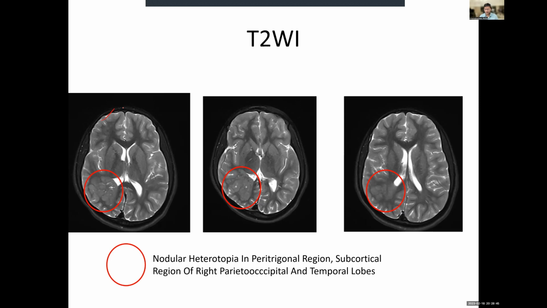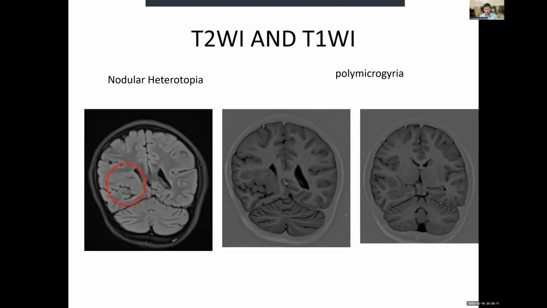So it looks like a mass-like malformation, but if you carefully see, it is definitely not a malignancy or neoplastic pathology. It is following the gray matter signal in all the sequences, like in FLAIR, T2 or inversion recovery. So this is a classical nodular peritrigonal subcortical heterotopia in the right parieto-occipital region and temporal lobe. Here you are able to appreciate it is following the gray matter signal in all sequences.